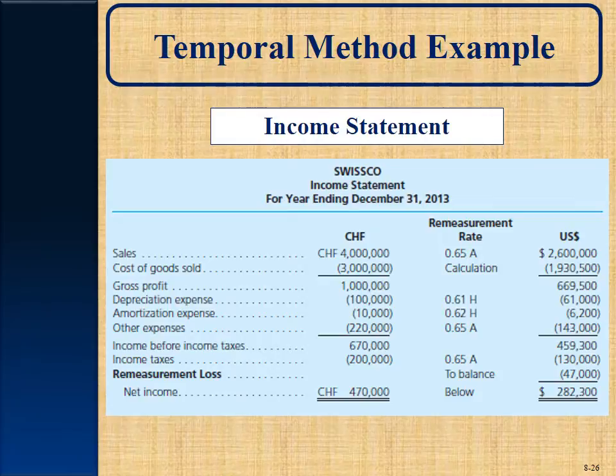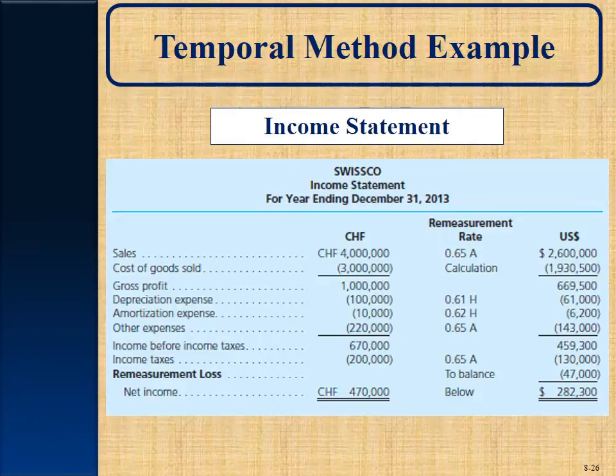Now let's get our income statement together. The reason we're doing this is because the gain or loss from translation appears on the income statement. So it is actually part of the computation to get to net income. So sales are converted at an average conversion rate for the year. That's the 65 cents. That was our average conversion rate for 2013.